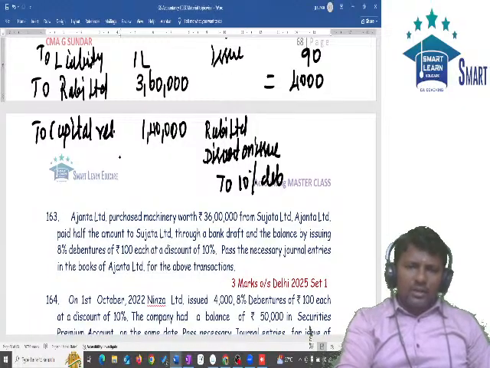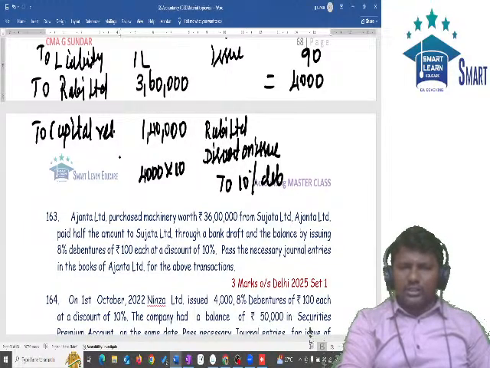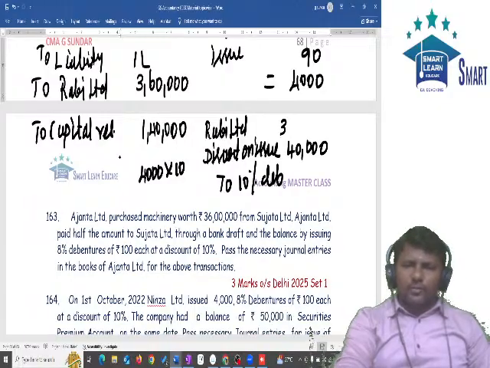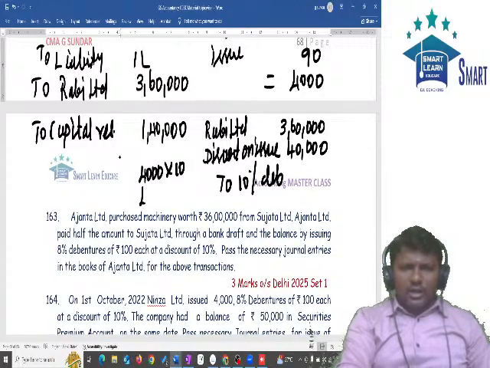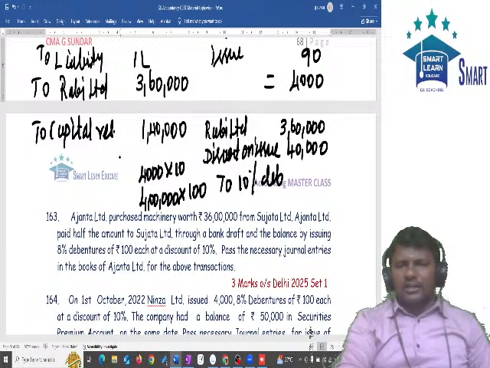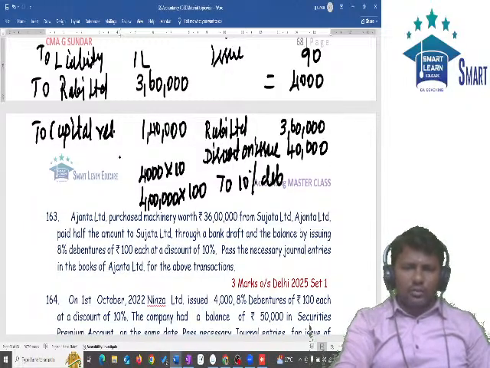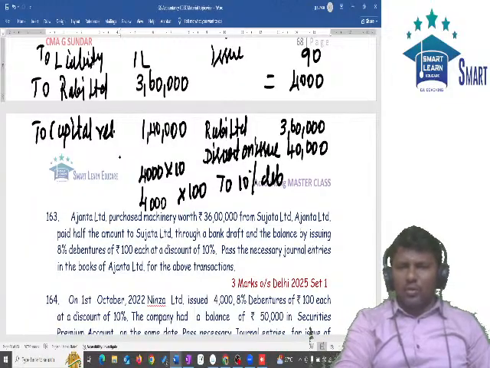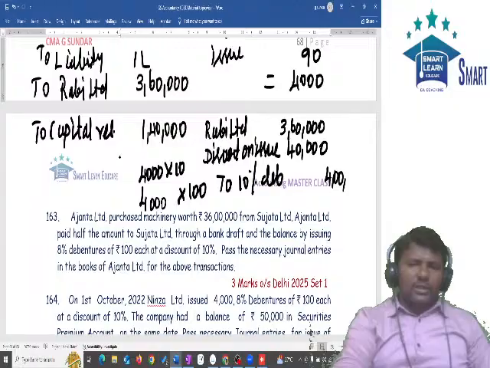Now we found the number of debentures, correct? So 4,000 is the number of debentures. Discount is 10. 4,000 into 10 will give you 40,000. Also, Rabi Limited should be debited with 3 lakh and 60,000 because we need to pay 3 lakh and 60. And debenture should always be credited with face value. What is the face value of the debenture? It is 100. 4,000 into 100 will give you what now? 4 lakh.